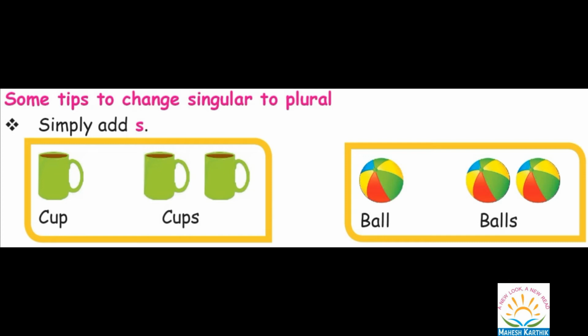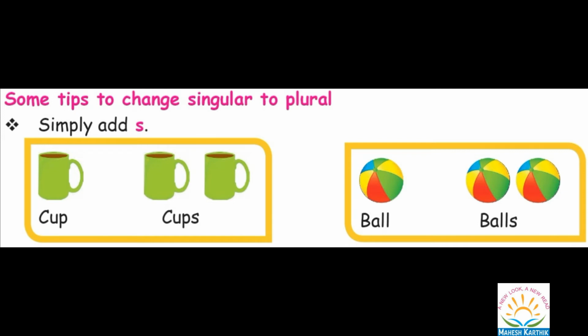Now let us see how to change a singular form of a word into plural form of a word. In some words, we can just add s to change it into plural form. Example, cup. To convert this naming word into plural, we can just add s with the naming word. For more than one cup, it is cups.